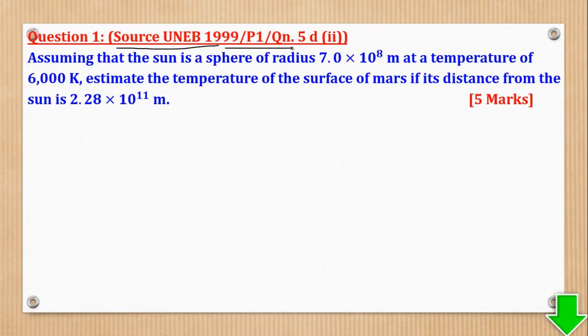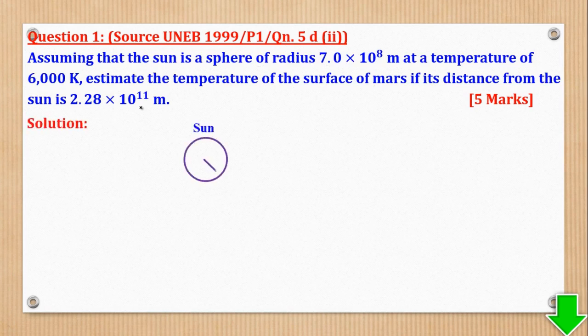Question 1 came from UNEB, 1999, paper 1, question 5D Roman 2, and it says, assuming that the Sun is a sphere of radius this, at a temperature of this, estimate the temperature of the surface of Mars if its distance from the Sun is that.